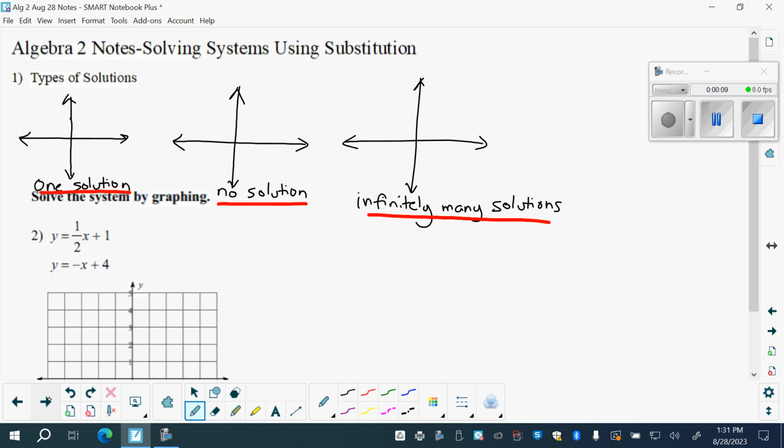So if we have types of solutions, we're going to solve using substitution today. This is just some review, a little bit of review with substitution, elimination, and then some word problems.